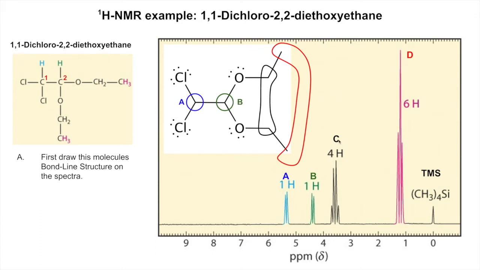And then C, though, you should be able to label because it's 4 hydrogens, and this is the only 4 hydrogen group. So there's C. And then D you should be able to label because it's 6 hydrogens, and that's 6. So there we go. And lastly, we'll add the coupling prediction.